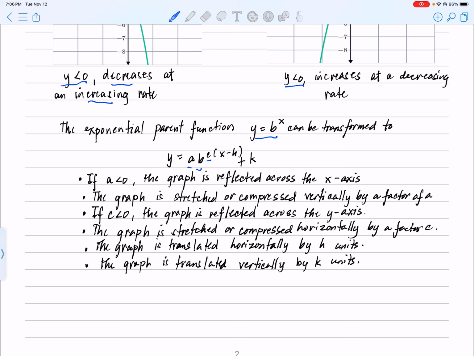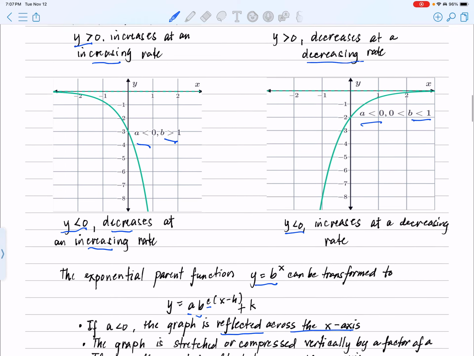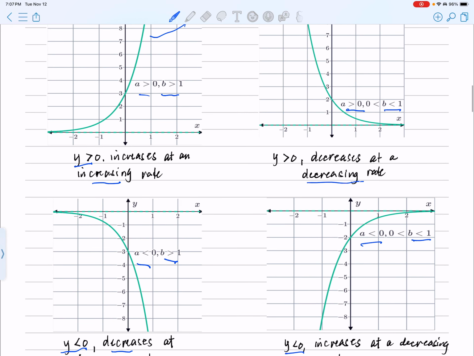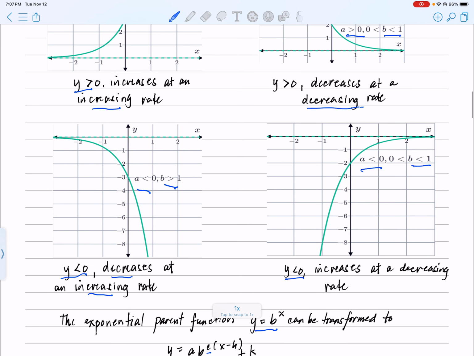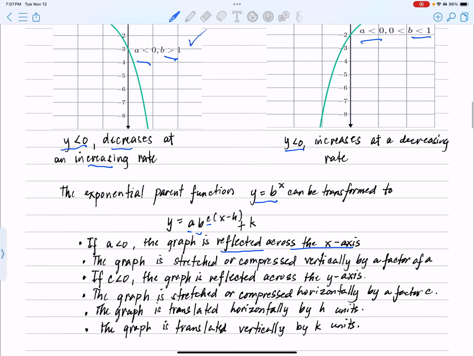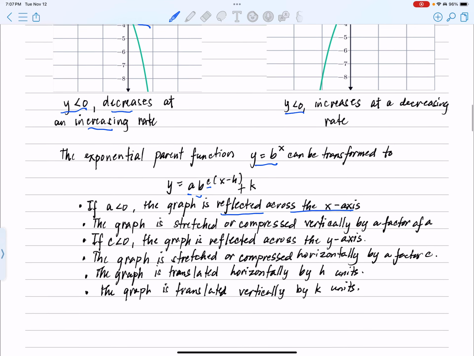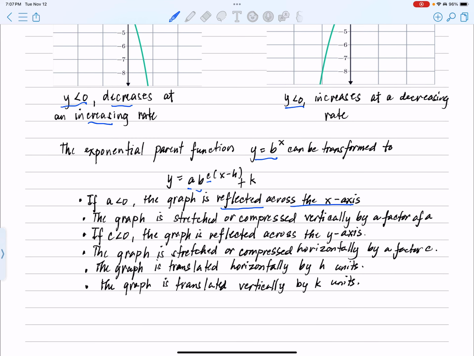If a is less than 0, then the graph is reflected across the x-axis, like in this case here. If the graph faces up here, the graph is reflected across the x-axis and becomes that one when a is less than 0. The graph is stretched or compressed vertically by a factor of a.